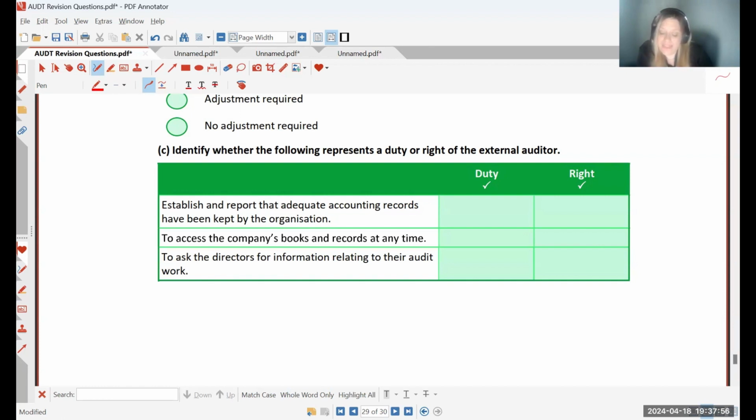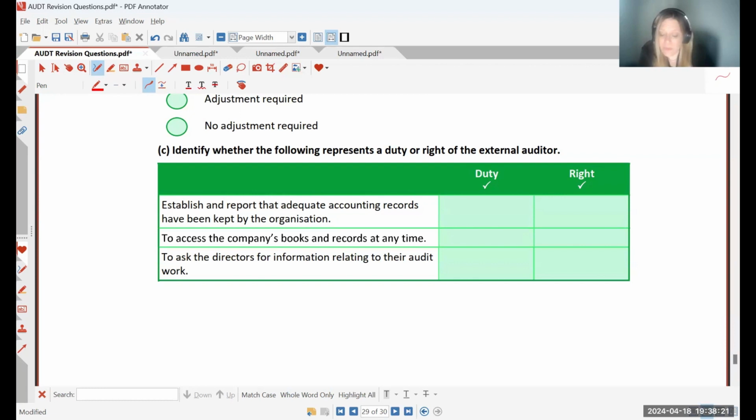So, establish and report that adequate accounting records have been kept by the organisation. As an auditor, I have a duty to ensure that that's what I do. That is my job as an auditor. To access the company's books and records at any time. I have the right to do that as an auditor. I don't have a duty to do it, but I have the right to do it.